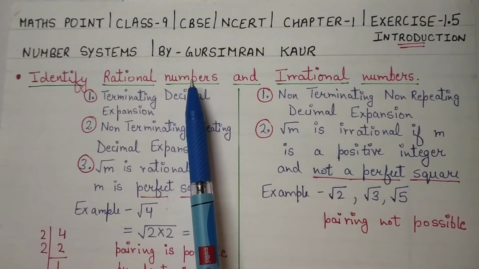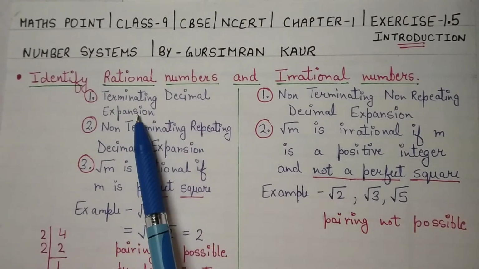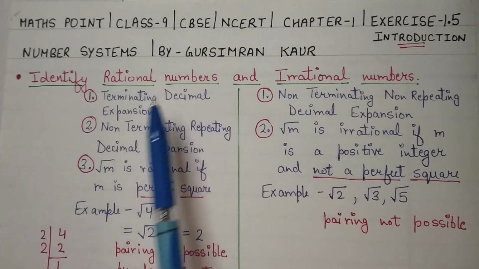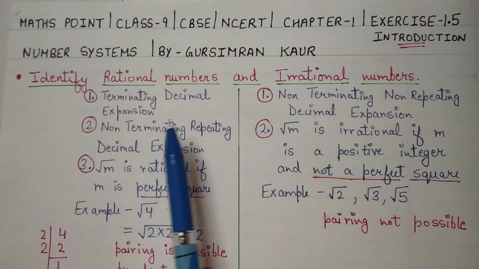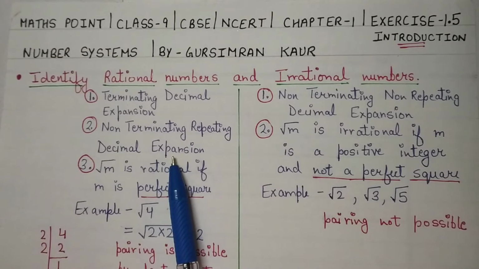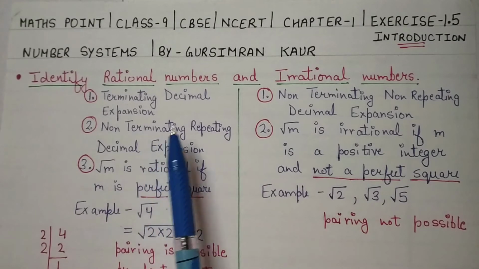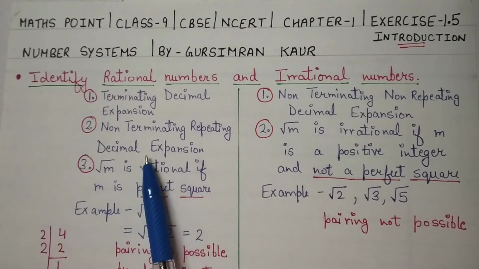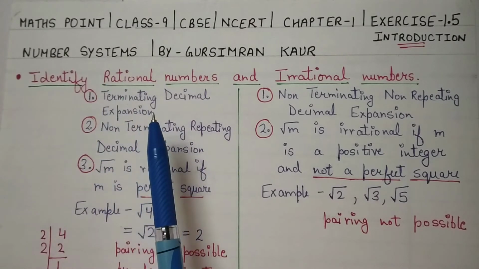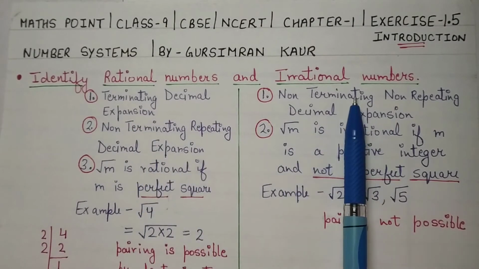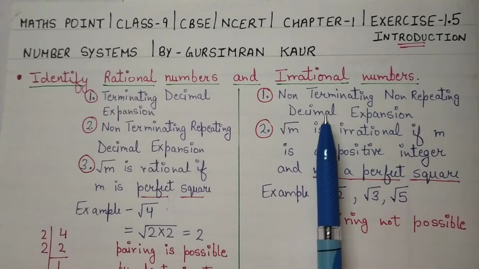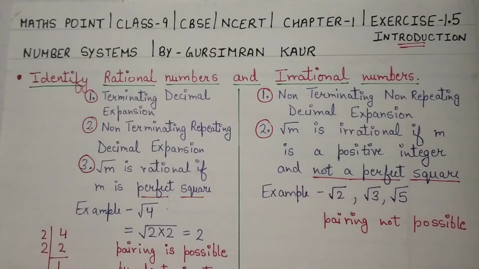Who are rational numbers? First, terminating decimal expansions, that is decimal expansions that are ending, come under rational numbers. Second point, non-terminating repeating decimal expansions, which are not ending but repeating after certain intervals, that is bar expansions, come under rational numbers. And coming on to irrational numbers, non-terminating, non-repeating decimal expansions come under irrational numbers.